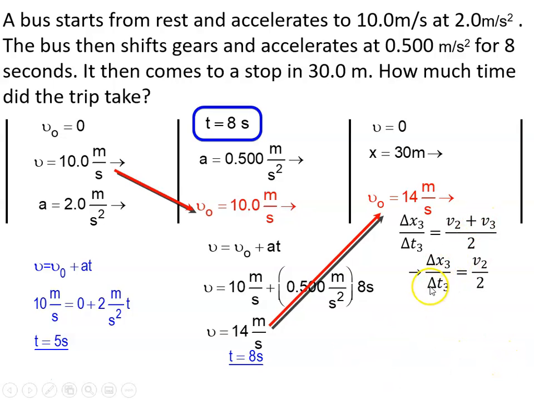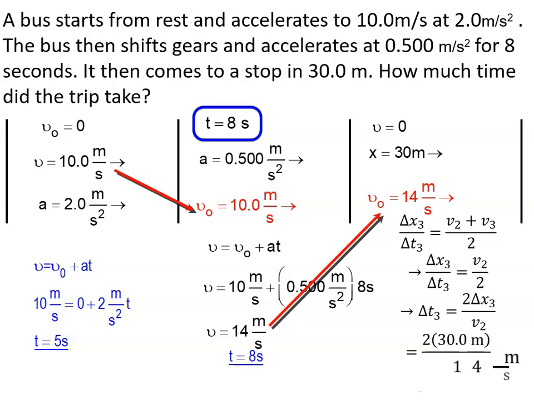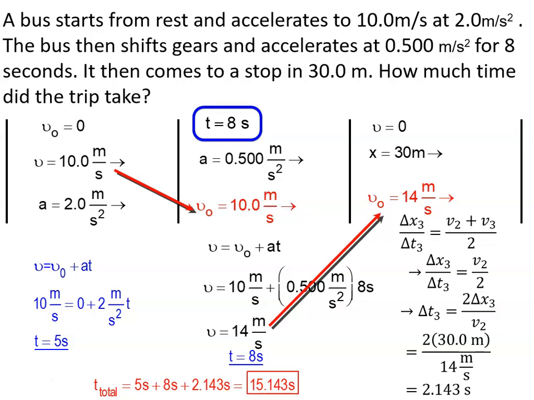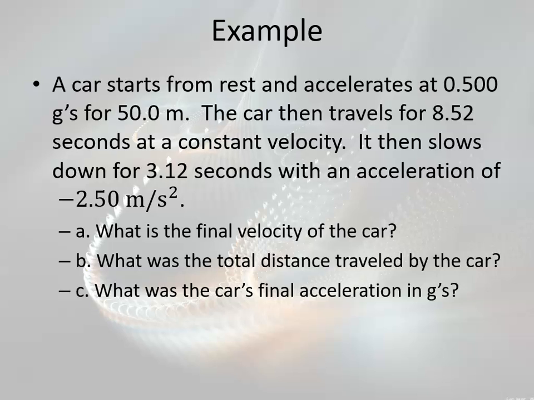And we're trying to solve for delta t3, so we flip both sides of the equation first to get delta t3 over delta x3 equals 2 over v2, and then multiply both sides by delta x3. And that's what we get. Plugging in our numbers, we then get 2.143 seconds. So again, when we add them up, we get a total time for the trip of 15.1 seconds, just rounding to 3 sig figs. Let's take a look at another example.